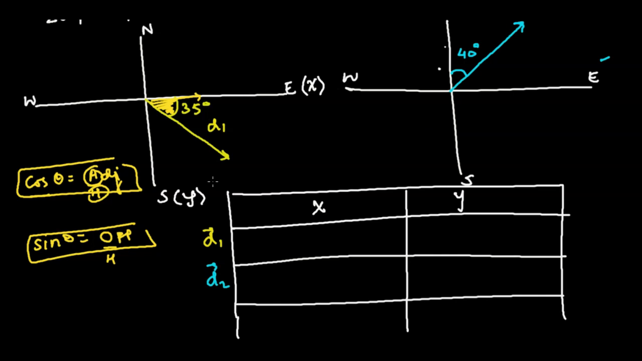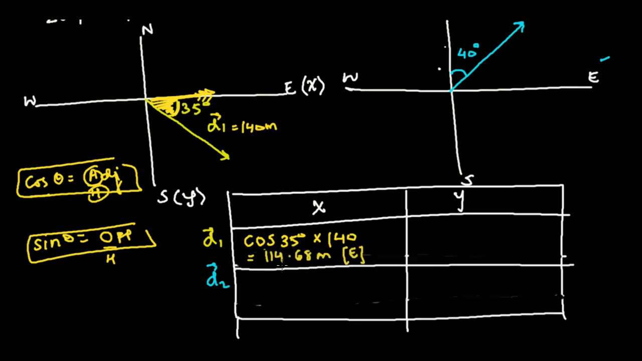So this is the information we would use to split this vector into its components. Because x is adjacent to the 35 degree angle for the d1 vector, in order to determine the x component, we would do cos of the angle multiplied by the value of vector d1, which was 140 meters. This gives us the x component of d1. The direction stays the same as we see in the diagram, so this is going to be east, and the value that we get is 114.68 meters. We always put the direction of the x component and y component because we're talking about vectors.